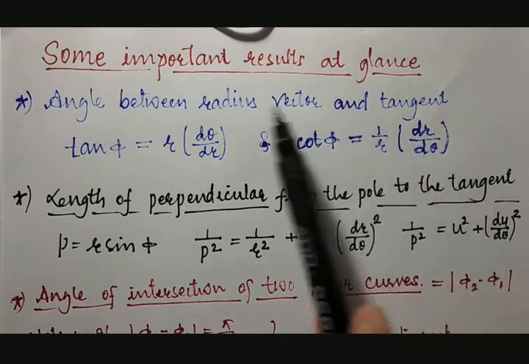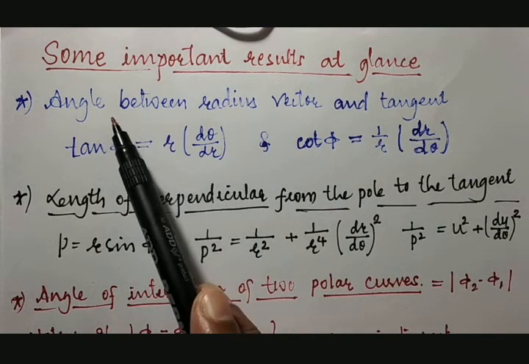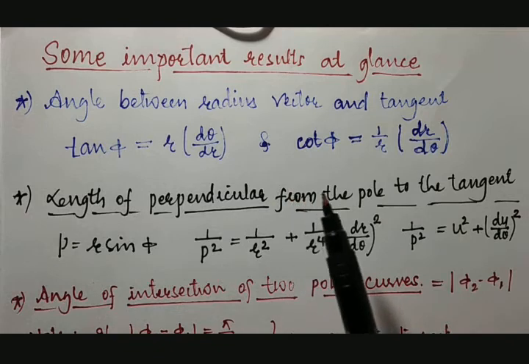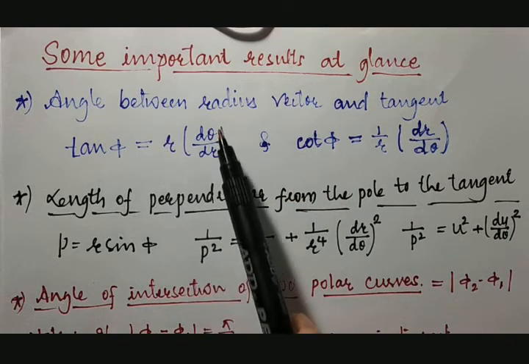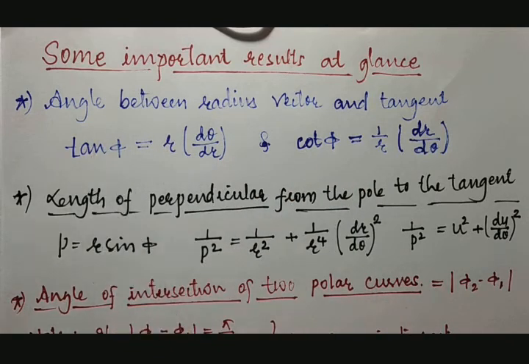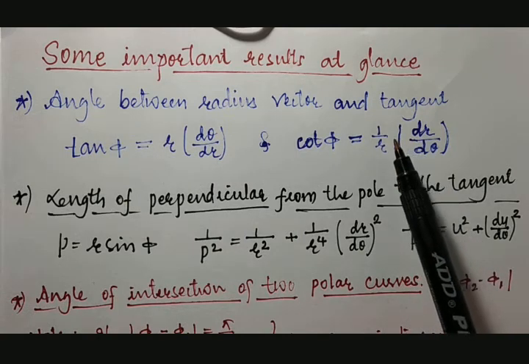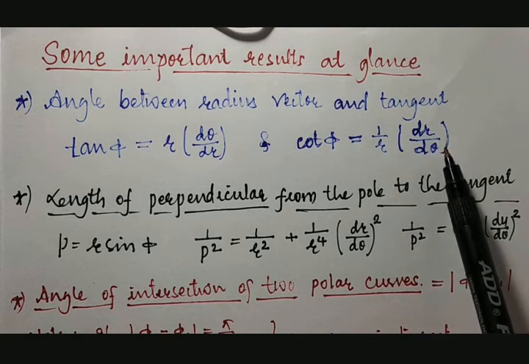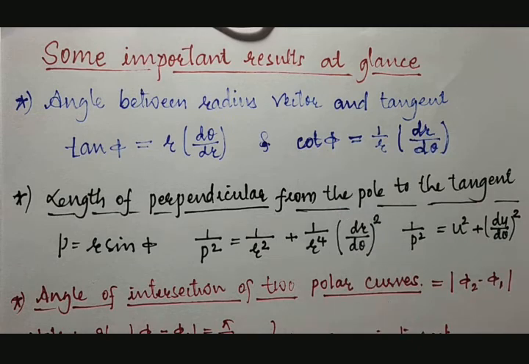Means, while solving the example of finding angle between radius vector and the tangent, anywhere if we get r into d theta by dr, then we can substitute that by tan phi. Anywhere if we get 1 by r into dr by d theta, that can be replaced by cot phi.